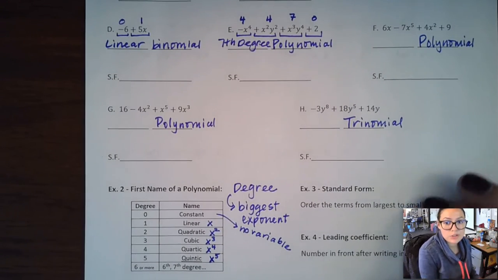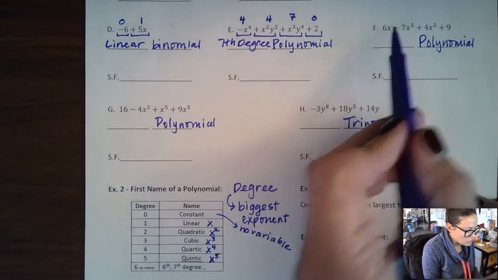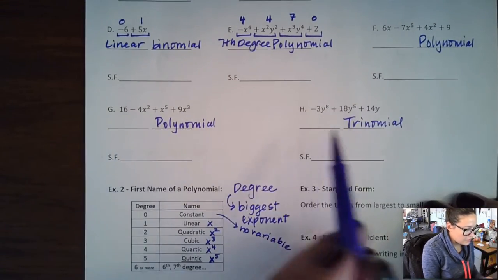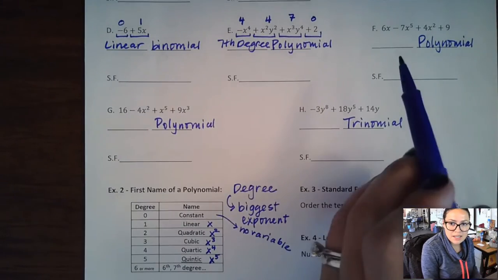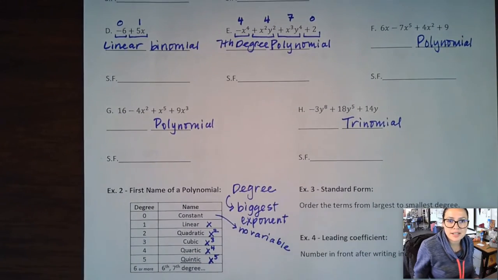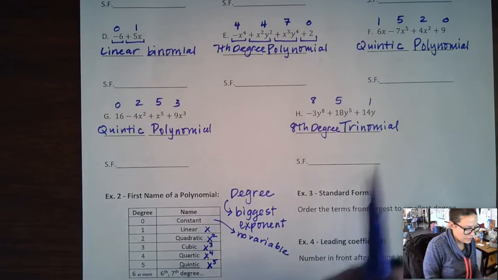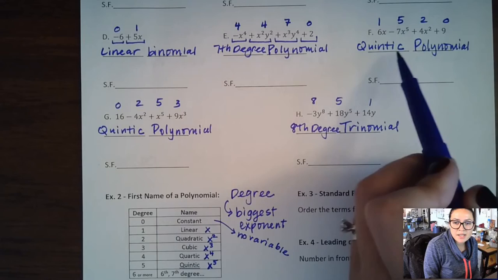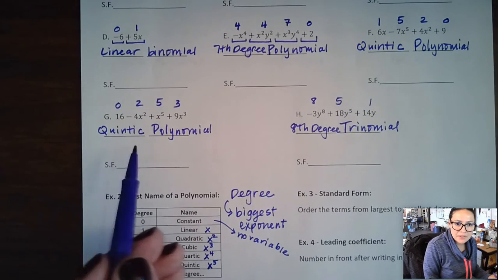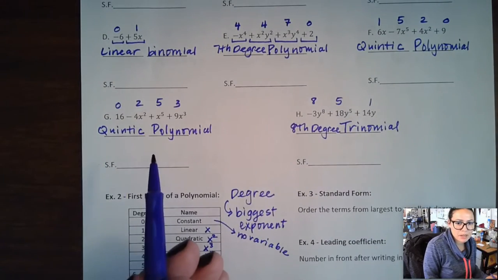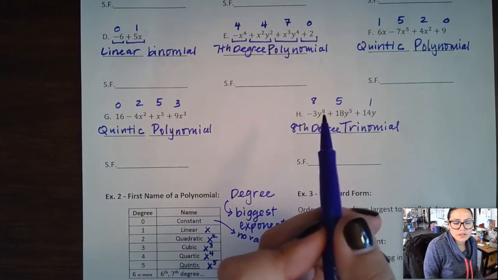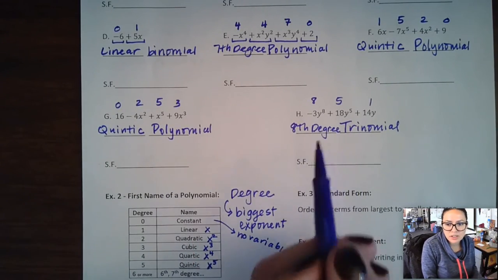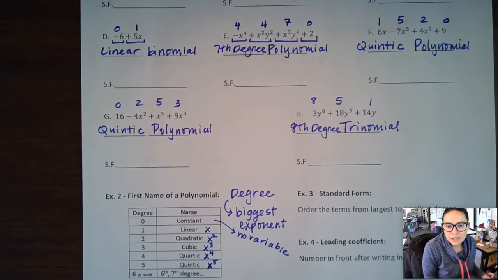All right, I would like you to pause the video and try to find the degrees of the last 3 polynomials and give them their correct first name. So pause the video, try these on your own, and check back for the answers to see how you did. All right, so the biggest degree here is 5, which means it's quintic. Same thing with G, so these are both quintic polynomials. For H, the biggest degree is 8, which means we'd call it an 8th degree trinomial.